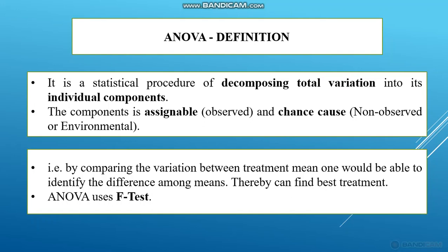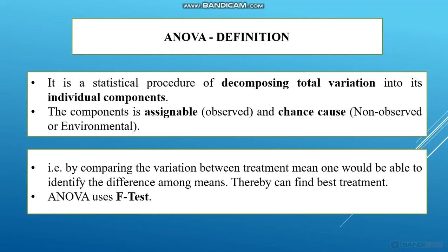The name is analysis of variance because we are decomposing the variation. Based on the variation, we will find whether the means are different or not. So in ANOVA we analyze the variance, and based on the analysis of variance we find whether the means are different or not. By comparing the variation between treatment means, one would be able to identify the difference among means, and thereby find the best treatment.